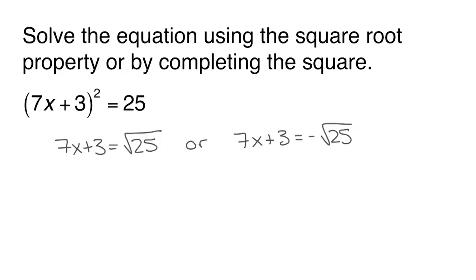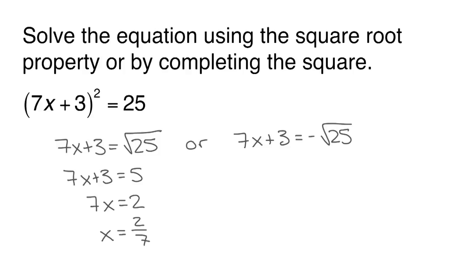Now we'll solve both of these equations. We'll start with the first equation. We evaluate the square root, and we have 7x plus 3 is equal to 5. We subtract 3 from both sides to get 7x is equal to 2, and then we divide both sides by 7 to get x is equal to 2/7.